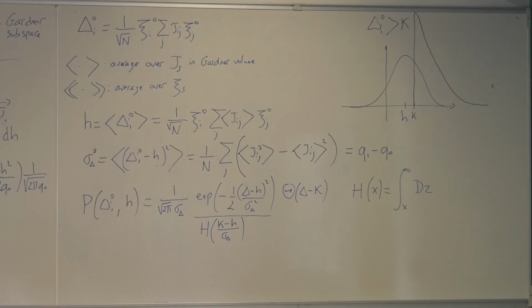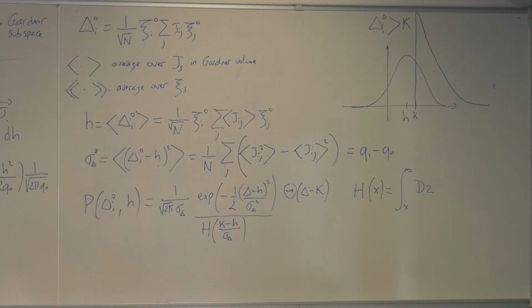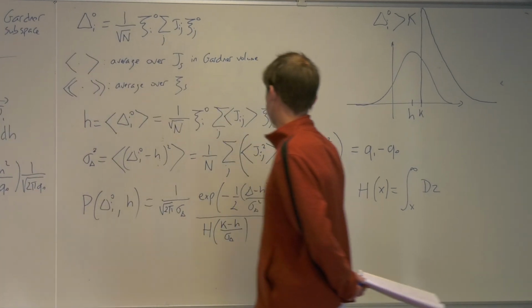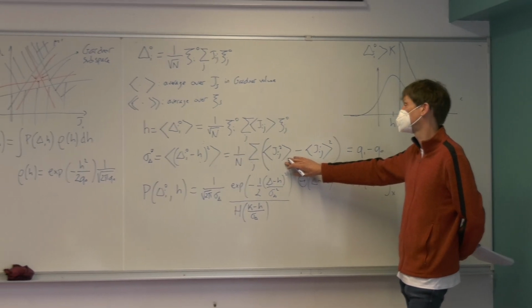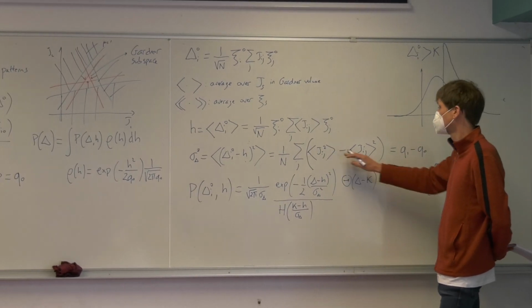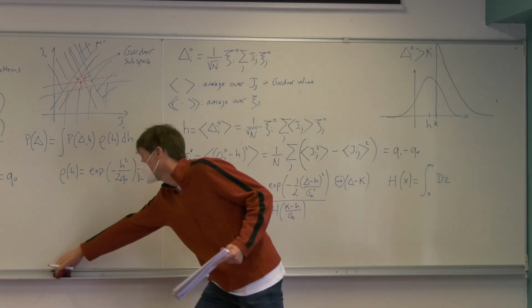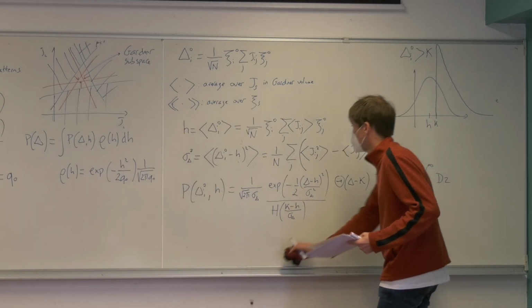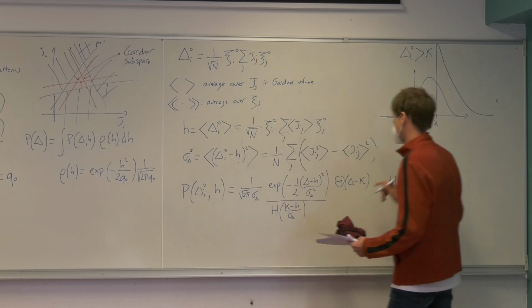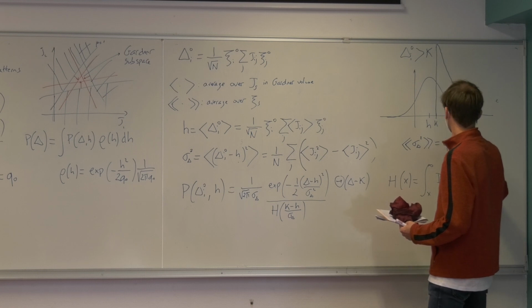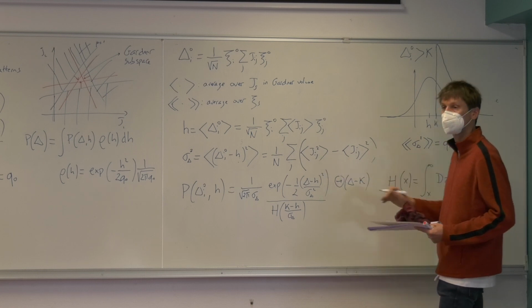Yes? Sorry, you also average the sigma delta over... Yeah, so sigma delta actually does not depend on the pattern, as you can see. Well, they depend through J_ij, so basically, yeah, I went a little bit quickly, but we can see that the average of sigma delta squared will be Q1 minus Q0.